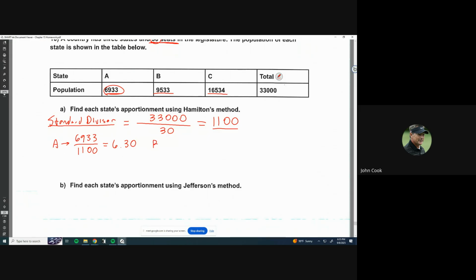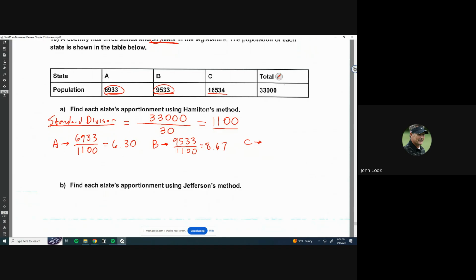Okay, now I'm going to do that for state B and also for state C. Same steps. For state B, I take its population, 9533, divided by the standard divisor, 1,100. And let's see what I get. 9533 divided by 1,100 gives 8.666363636. If I want to cut it off at 2 decimal places, since this number is above 5, I round up by 1, to 8.67. Okay, so there's our number for that one.